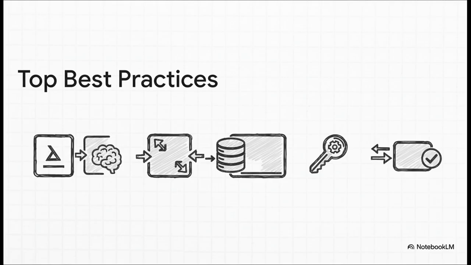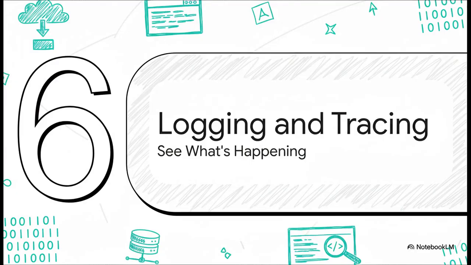4. Use environment variables for config. Never ever hardcode secrets or settings. And 5. Write idempotent code. That's a fancy way of saying your function should be able to get the same message twice and not mess things up. And last but definitely not least, logging and tracing.